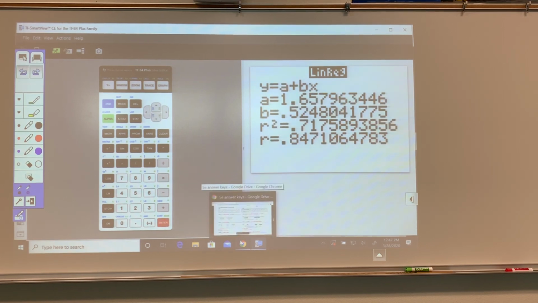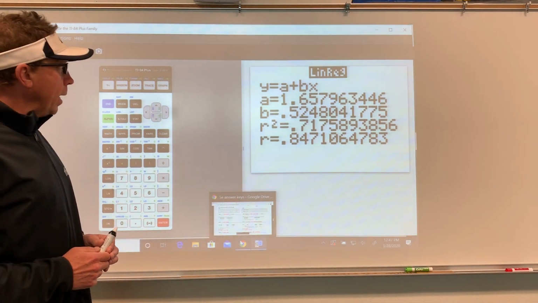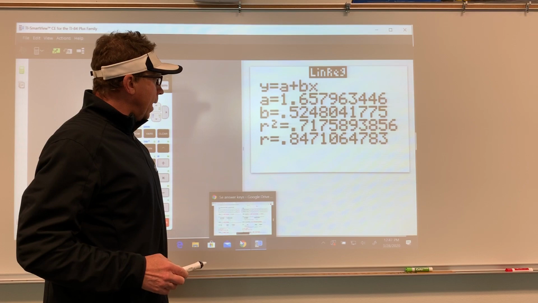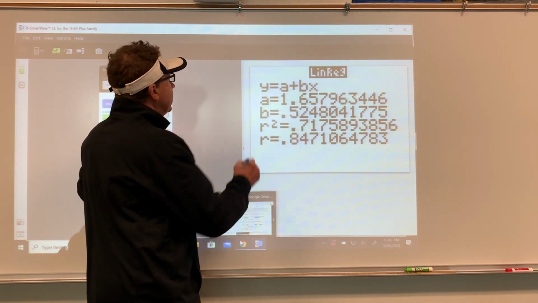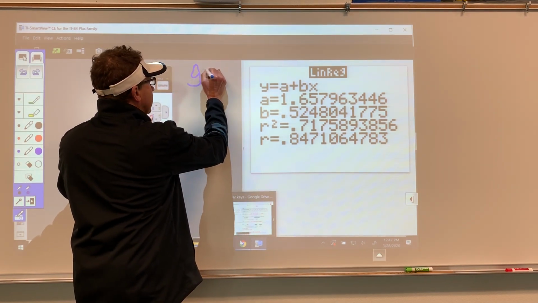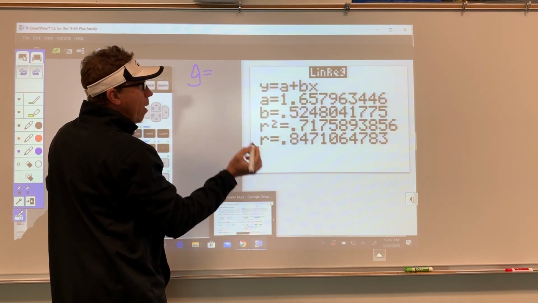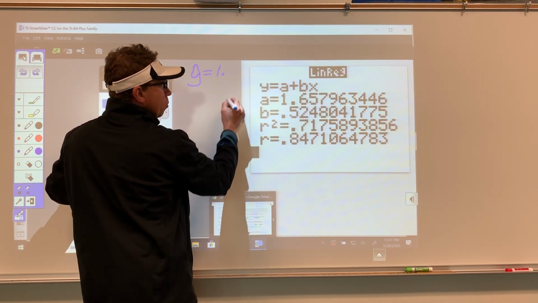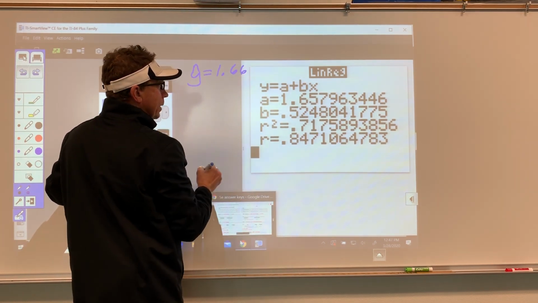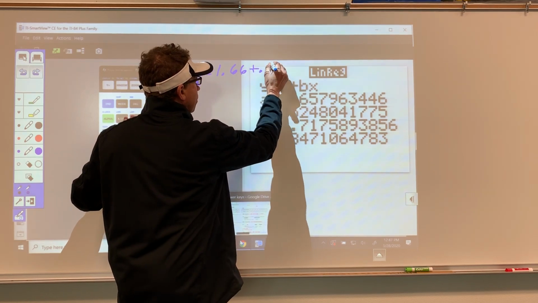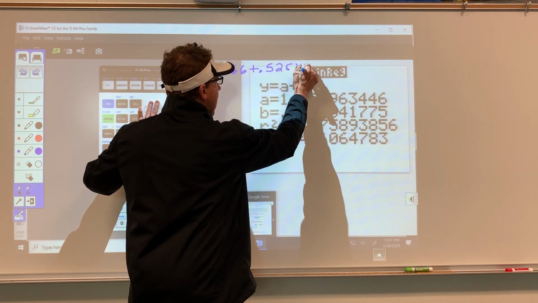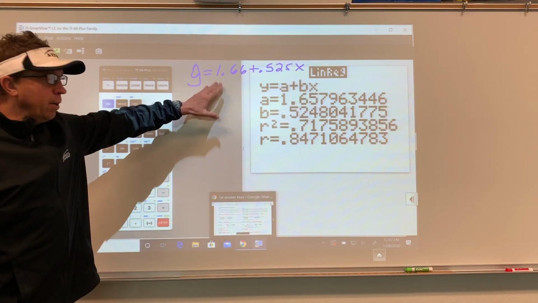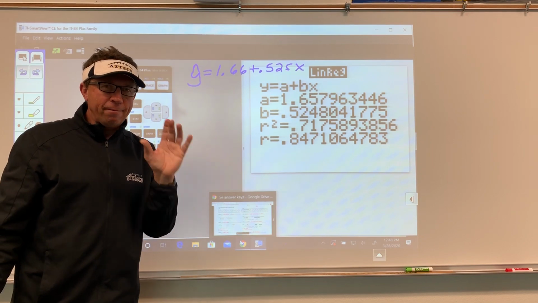All right, now I've gotten A and B, R squared and R, okay? A is the Y-intercept. B is the slope. So this equation is Y hat equals, and I'm going to round in no particular place, 1.66 plus 0.525x. And that is my equation for the best fitting line for that data.